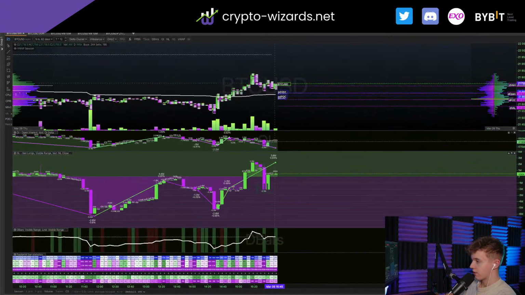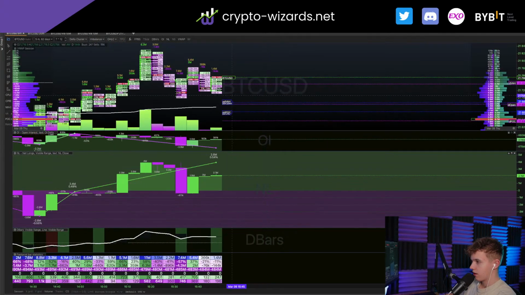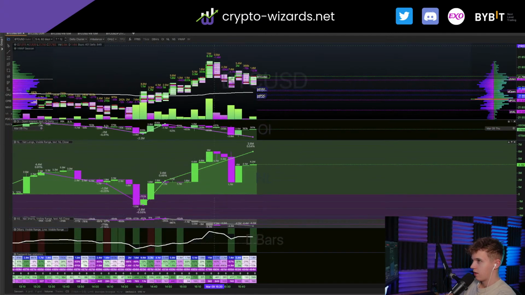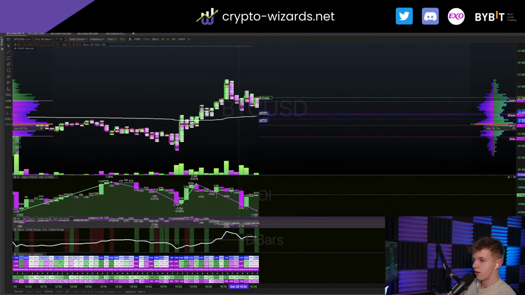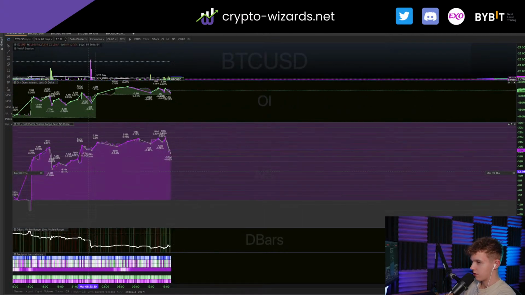BTC consolidating, not doing anything at all. What about the shorts? They are closing positions quite heavily actually.